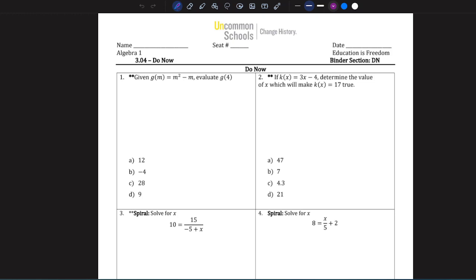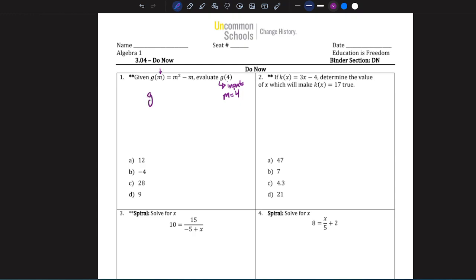If I'm looking at number 1, given that g of m is equal to m squared minus m, evaluate g of 4. A few things really quick. First off, I know that this is going to be an input because this is inside the parentheses, which means that x is going to be equal to 4. Actually, let me be more precise. Apologies. M should be equal to 4, making sure I'm using the variables that they're giving us.